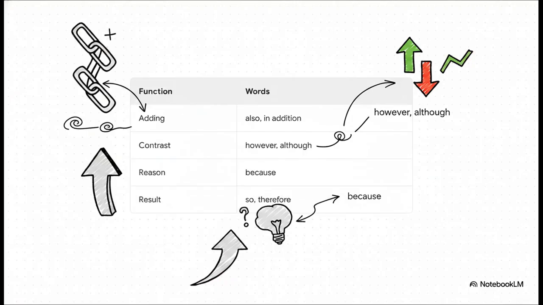Think of linking words as the connective tissue holding your ideas together. When you're adding info, toss in an also or in addition. When you need to pivot from a win to a struggle, use a contrast word like however or although. Explaining a reason, use because. Giving a result, drop in a so or therefore. These little words are absolutely crucial because they keep your writing logical and stop it from sounding like a frantic, choppy list of random thoughts.